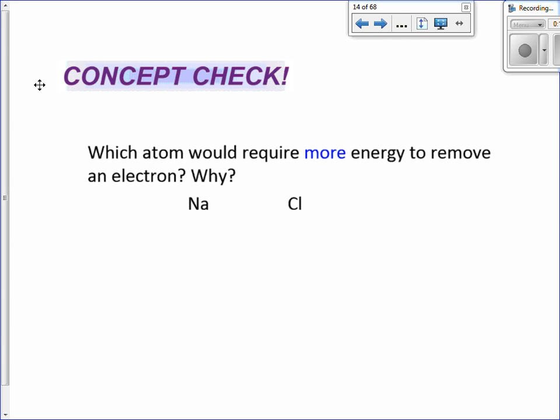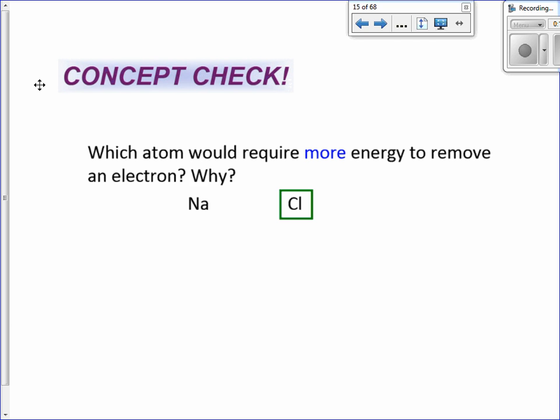Concept check. Which atom will require more energy to remove an electron? And why? Which one? Chlorine is correct. But why? No, but when you're justifying it on the AP exam, you can't just say because it's further right in the period.